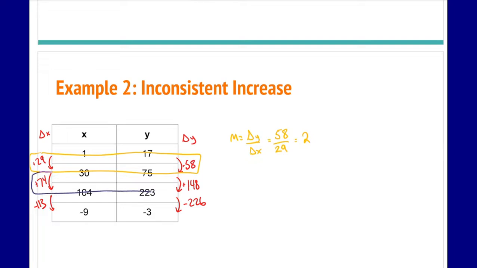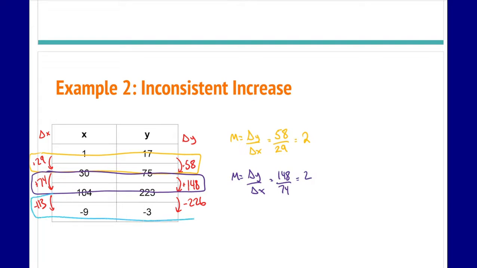I can look at the second pair, the second change in y and change in x, and go through the same process. 148 divided by 74. Oh, that's 2 as well. And I'm sure you could guess what the next one's going to be, but if we look at the third pair, change in y over change in x, negative 226 over negative 113, that's 2 as well. So looking at this, it doesn't really matter which pair of points I use, I still get the same m value. I still got an m value of 2 regardless of which pair of points I looked at.